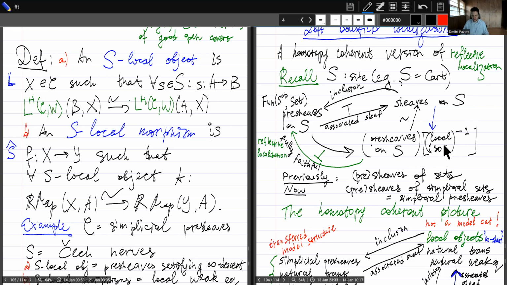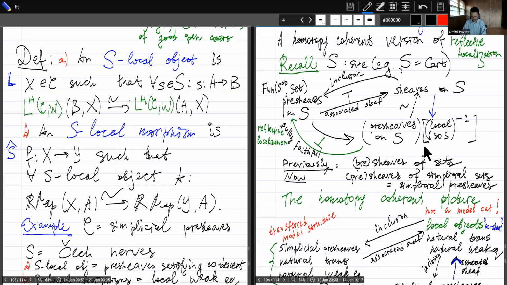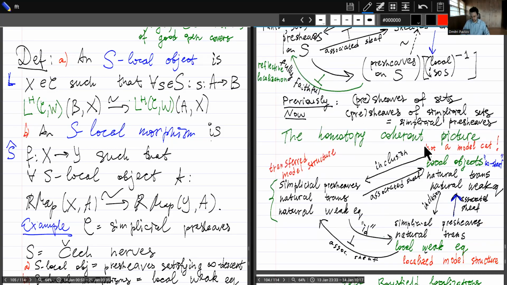And we would like to understand how this picture and how this description can be generalized to pre-sheaves of simplicial sets, now equipped with a relative category structure where the weak equivalences are the object-wise weak equivalences on pre-sheaves. And so the homotopy coherent picture would be a diagram of relative categories. And where on the left we previously had the category of pre-sheaves of sets and their natural transformations, now we have the relative category of simplicial pre-sheaves on S, their natural transformations, and as weak equivalences, we will take natural weak equivalences.